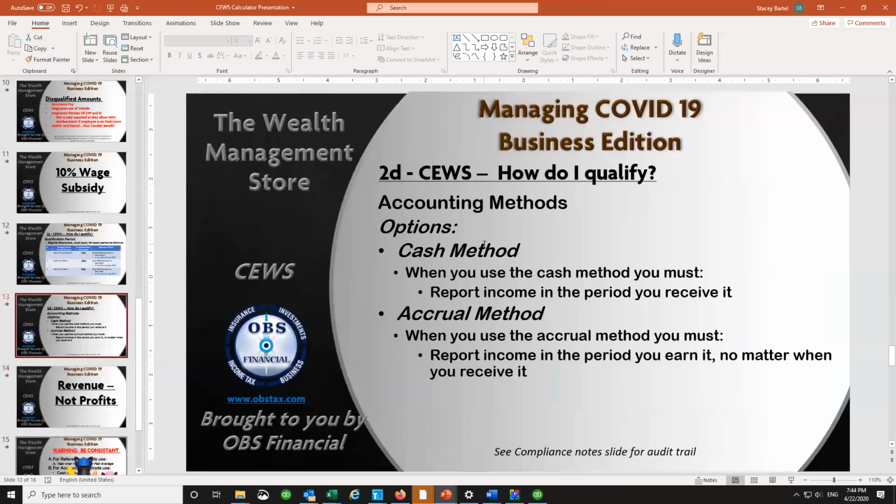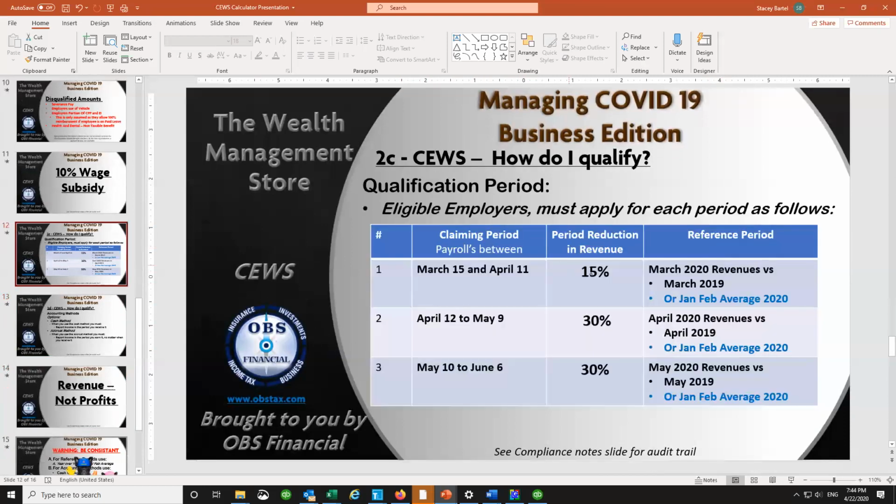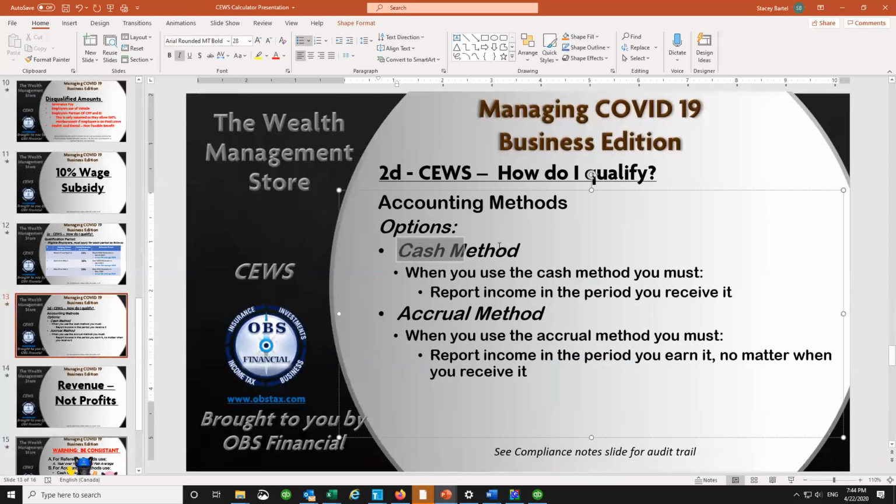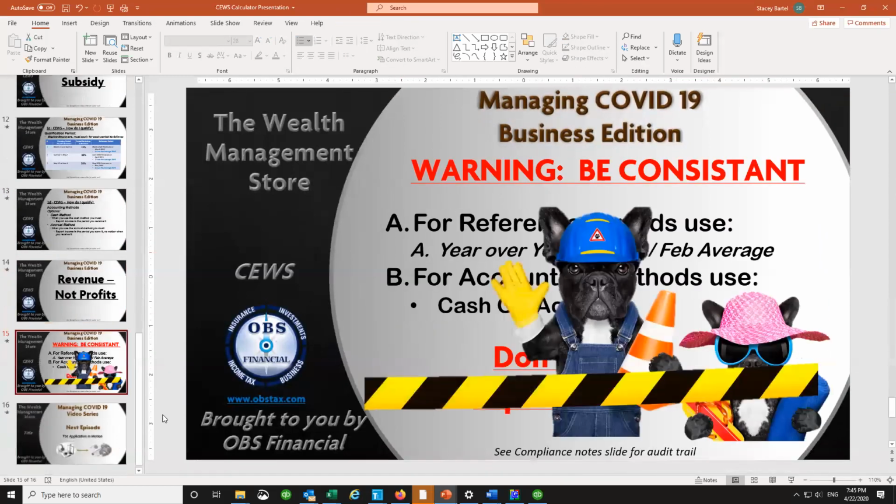Accounting processes, you have to use cash or accrual. But remember, all of these things you can't mix. So if you're doing March year over year, you can't go April compared to January, February. You have to either go all of the black or all of the blue. And in here, once you pick a method, cash or accrual, you have to pick it.